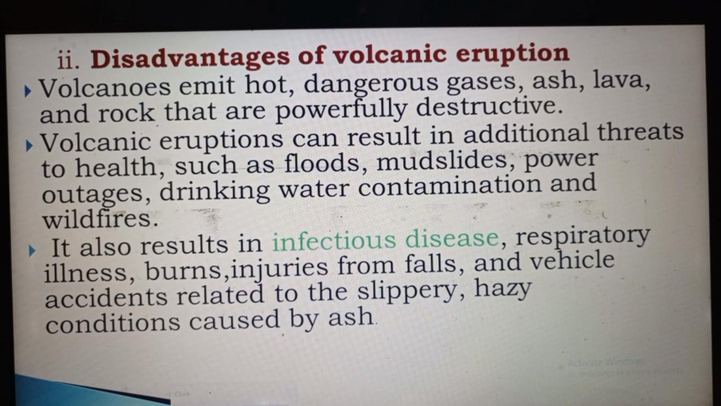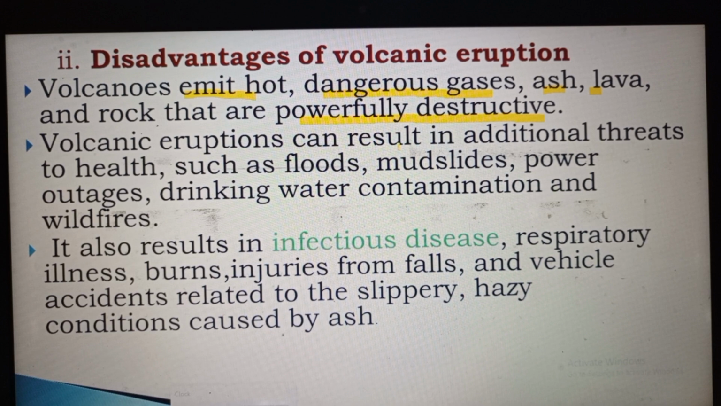Now let us see the negative impacts, or disadvantages, of volcanic eruption. Volcanic activity emits hot and dangerous gases, ashes, lava, and rock that are powerfully destructive. So volcanism can emit destructive materials onto the surface of the earth.